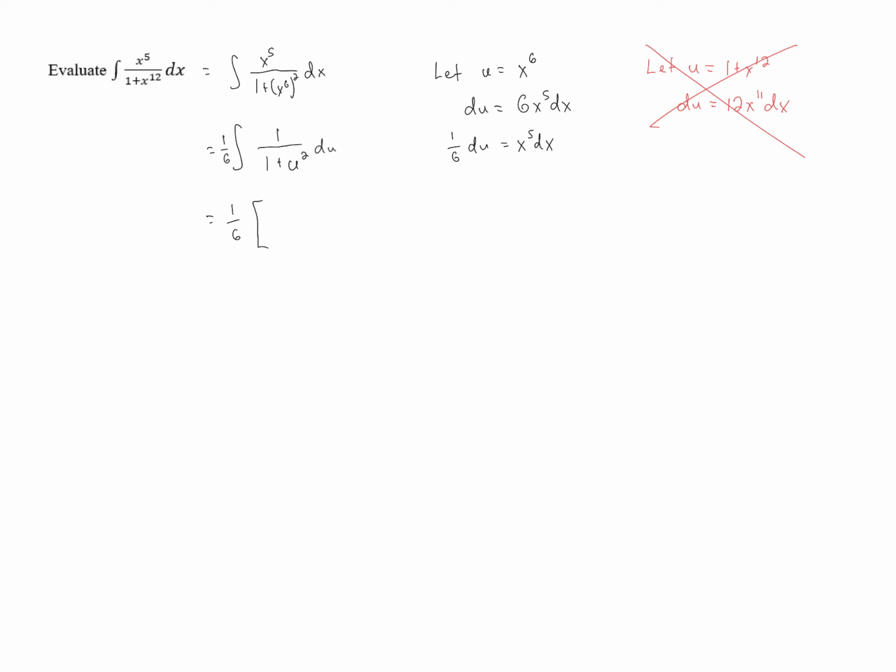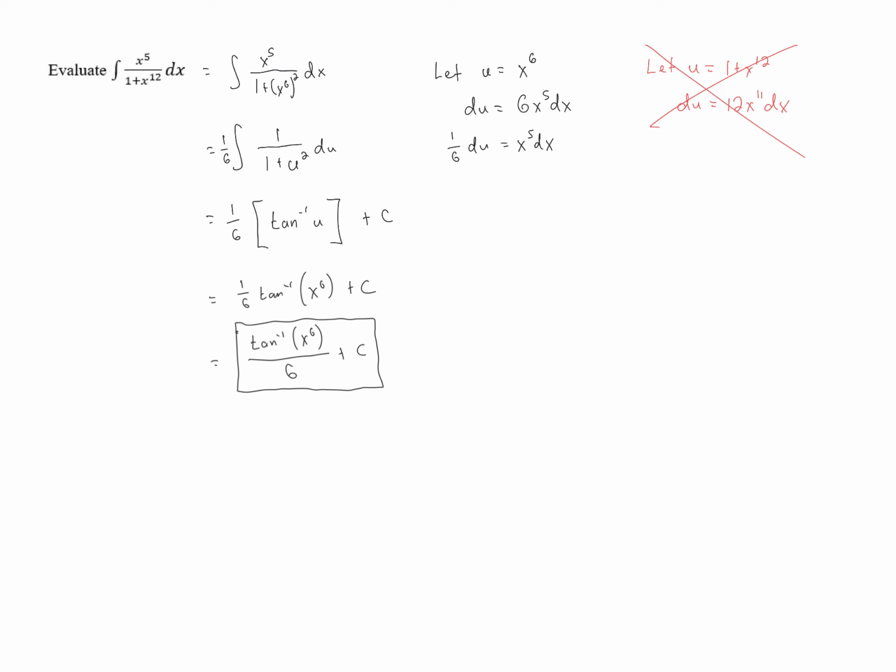And once we've done that, we can integrate this. We know the integral of 1 over 1 plus u squared du is inverse tangent of u. And then we've got our constant of integration on the outside. And we just have to replace u with x to the 6th. So this is going to be 1/6 inverse tangent of x to the 6th plus a constant. You could also write this as inverse tangent of x to the 6th over 6 plus a constant. I think it looks a little bit nicer that way, but both of those have the same meaning in the end. So there we go.